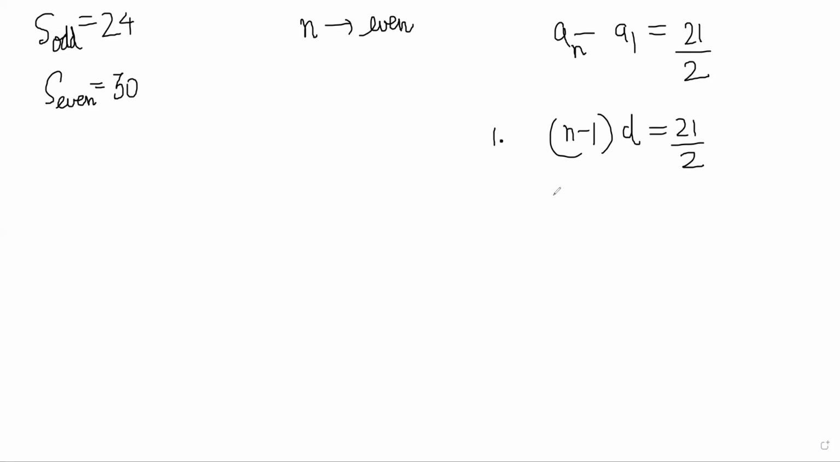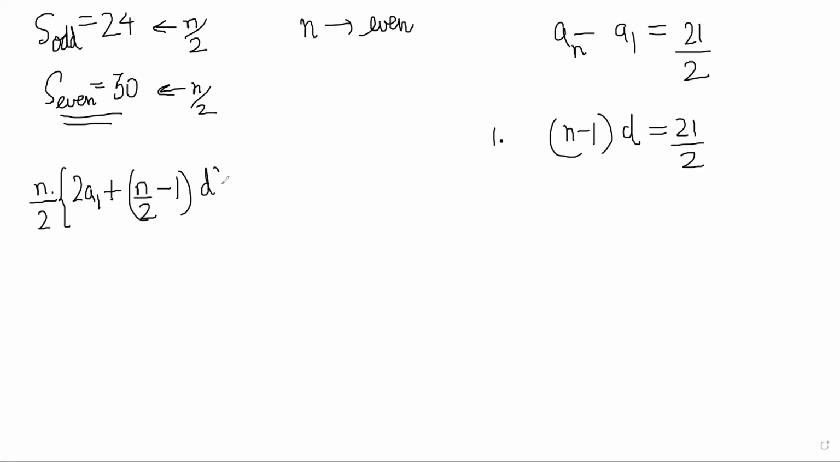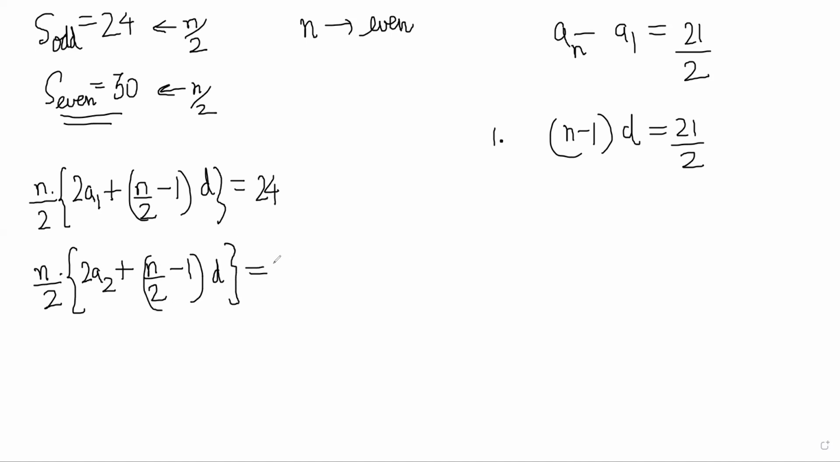And there will be basically n by 2 terms here, and n by 2 terms here, right? The only difference is this starts from a1, this starts from a2. So this is n by 2 times first term 2a1 plus n by 2 minus 1 into d, that is 24. And this is n by 2 times first term 2a2 plus again n by 2 minus 1 into d, is equal to 30, right?